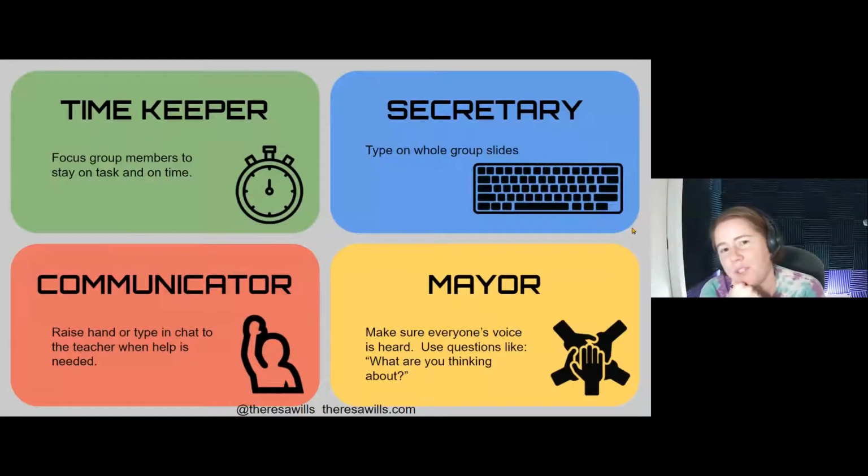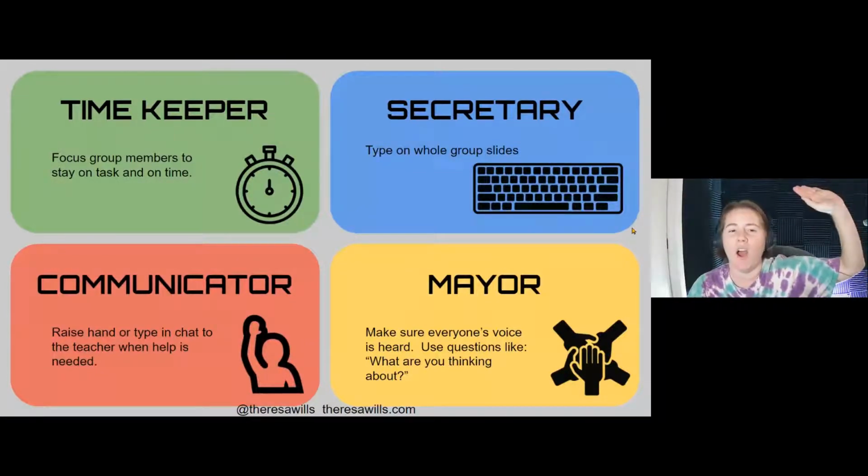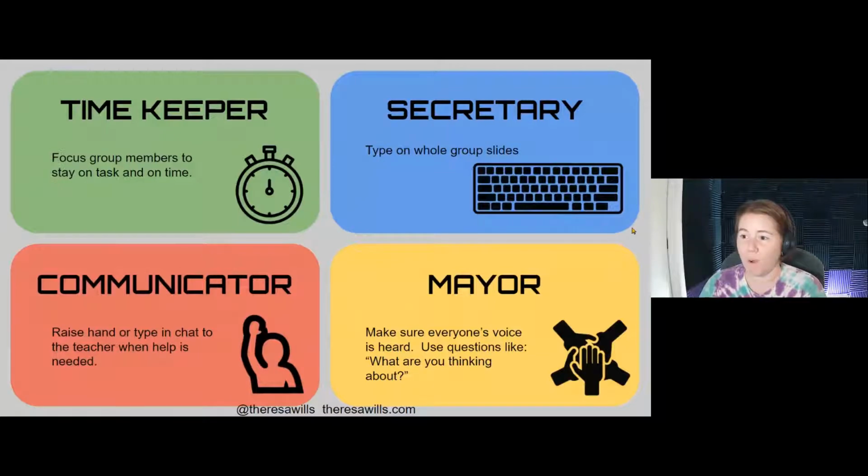But let's look at the bottom two and what's unique about those. Having a communicator in the face-to-face classroom, that would be the person who raised their hand when everyone else tried something and they say, hey, our group still doesn't get this. Can you explain? So now instead of having 20 students with their hands up, I might only have 4 or 5. That's really nice classroom management for me. When they're in online spaces, this also helps them to try to work together in order to find the answer before that communicator raises their hand.